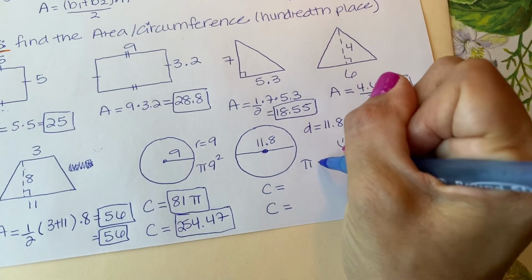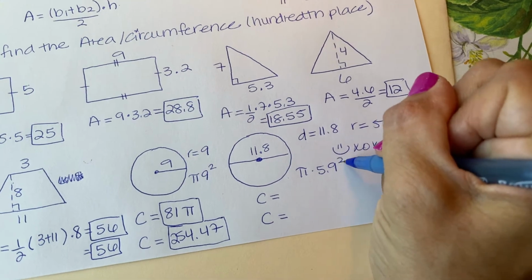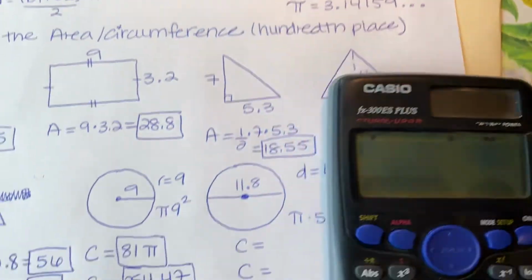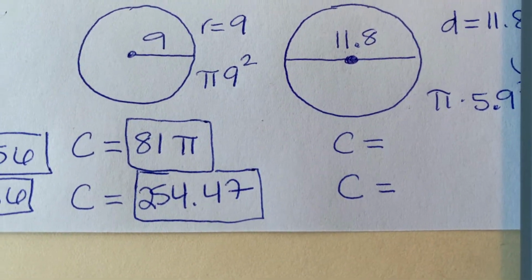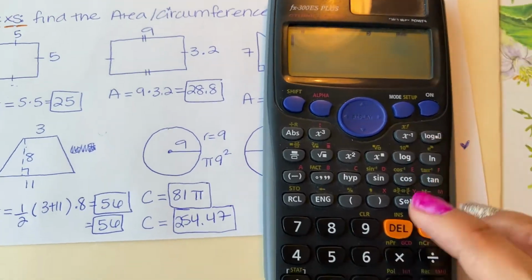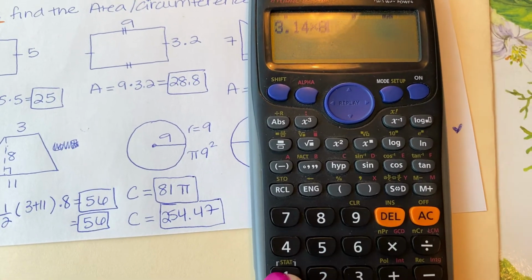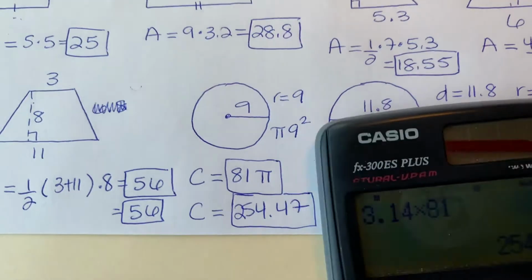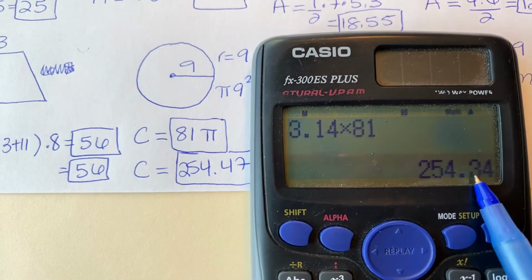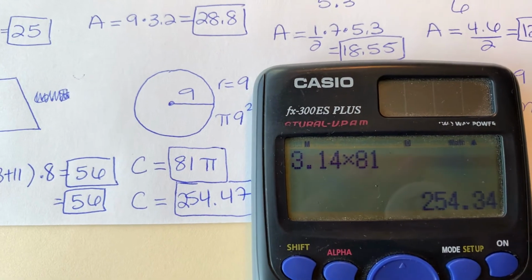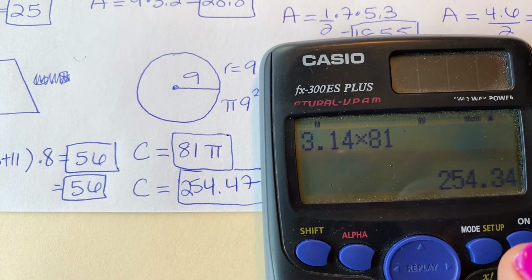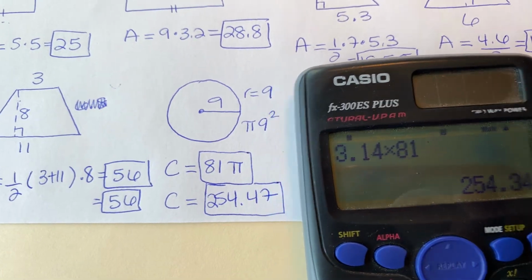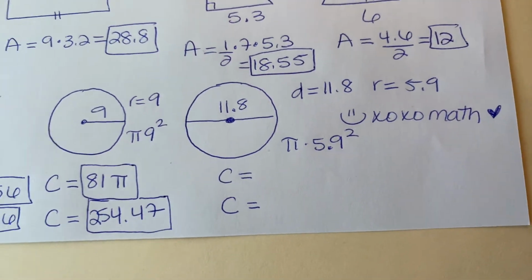So what is pi times 5.9 squared? And so you're going to throw that in the calculator. So as far as the last one, I forgot, for the 254 I used the pi button, but if you wanted to use 3.14 times 81, because that's 9 squared, you would have 254.34. Notice we're just off by what, like 13 hundredths? That's not a big deal. Okay, that's fine. So you can use 3.14 if you don't want to use the pi button. Your phone has the pi button though as well. You just have to go landscape.